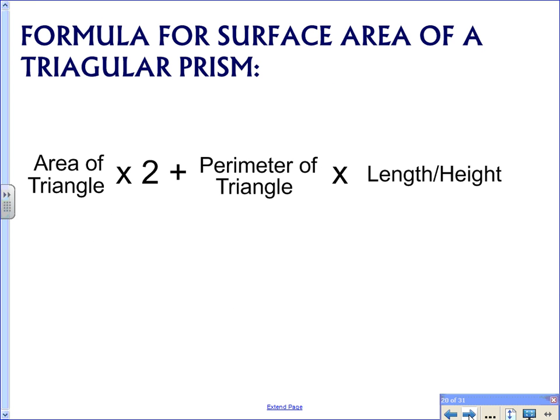So the formula for the surface area of a triangular prism is the area of the triangle times 2 plus the perimeter of the triangle times the length or the height, depending on the way that the triangular prism is sitting.